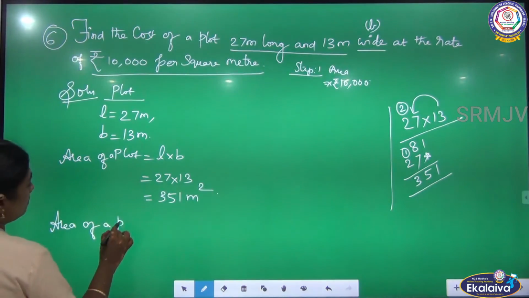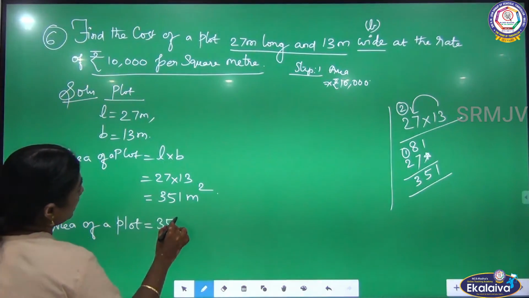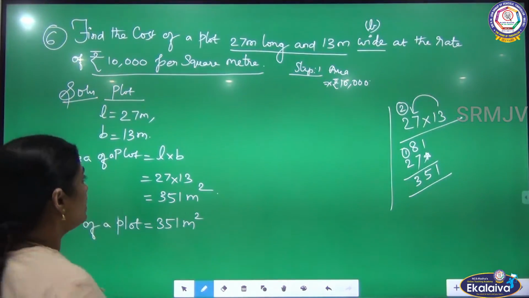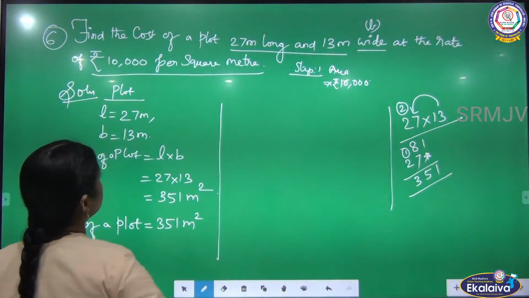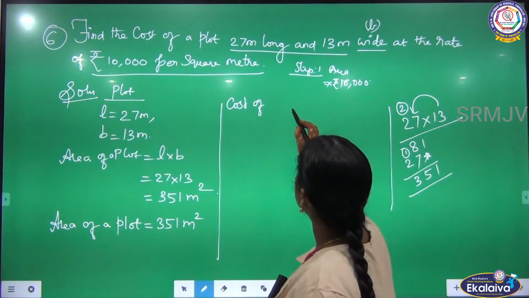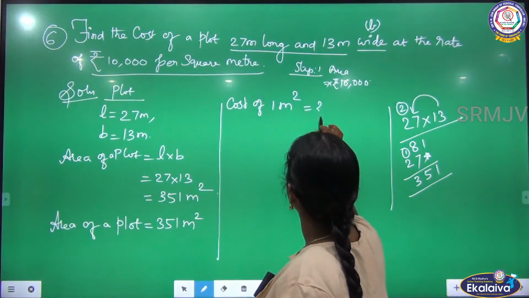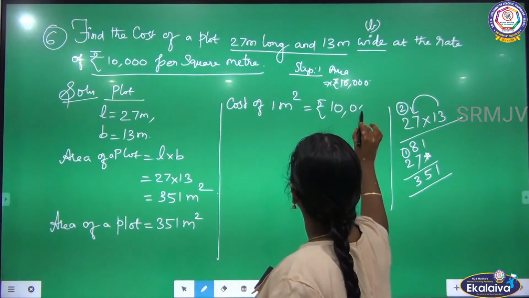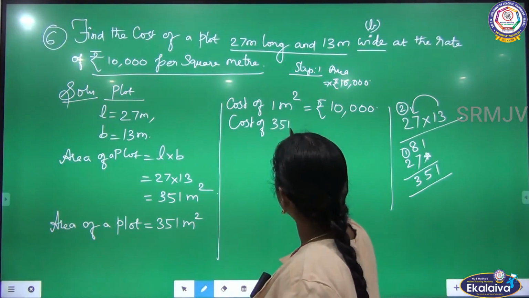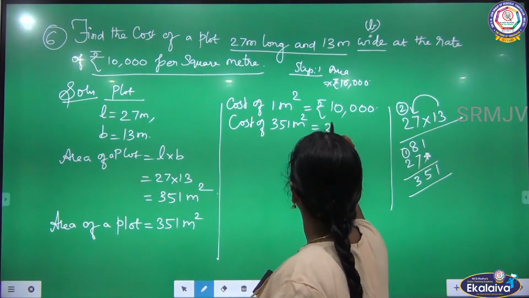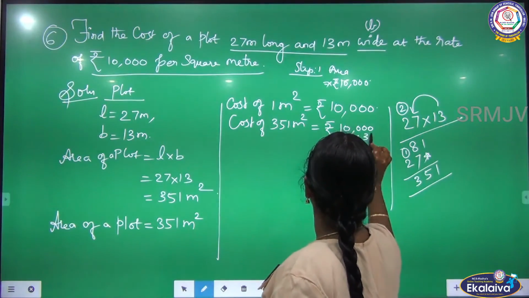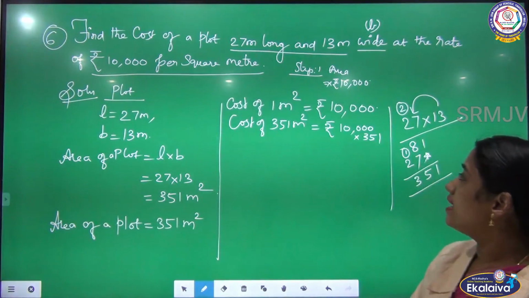Area of a plot is equal to 351 meter square. Now, I will move on to step 2. What is my step 2? The question which is given, cost of 1 meter square is equal to rupees 10,000. Now I am going to find out cost of 351 meter square is equal to rupees 10,000 into 351. Can you understand this?